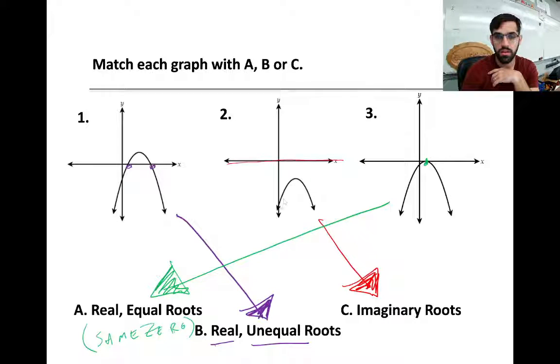2 does not. The parabola in 2 does not cross the x-axis. So the degree of a parabola is a degree of 2, x squared. So there's 2 possible roots, but because it does not cross the x-axis, those roots are imaginary.